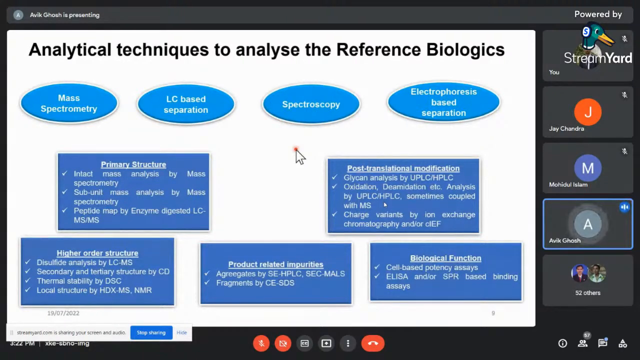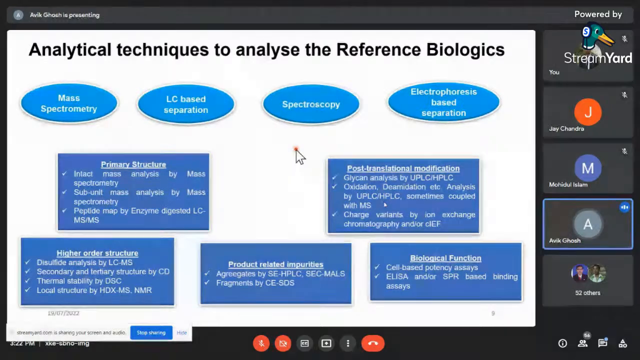Then more advanced techniques can be used to understand local structures better. Techniques like CD or DSC give an idea of the structure at a more global level, like how much alpha helix is there and how much beta sheet is there. So it's more of a global understanding of the structure, while very small local structural differences can be depicted by more high-end technologies like hydrogen deuterium exchange MS, or even NMR.